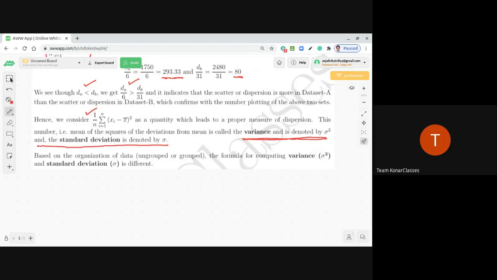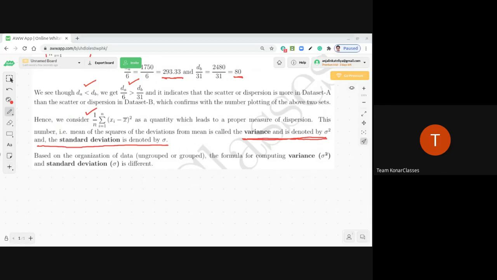Okay, so you may wonder, sir, variance is sigma square and standard deviation is sigma, then why do you introduce two different terms? Why not only standard deviation? Why not only variance? I will explain that later if you have this question. Based on the organization of data, that is ungrouped data or grouped data, the formulas for computing variance, sigma square, and standard deviation, sigma, are different.